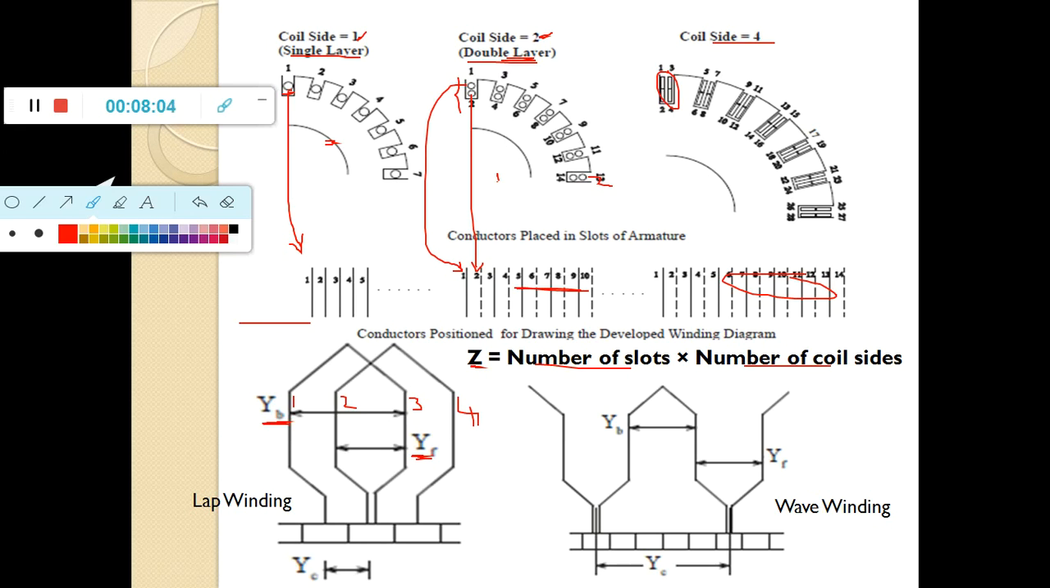So the terminating end of one turn is connected to the starting end of the other turn through a commutator. This is your commutator. It is connected through this. This is called lap winding. And wave winding will be in this fashion.